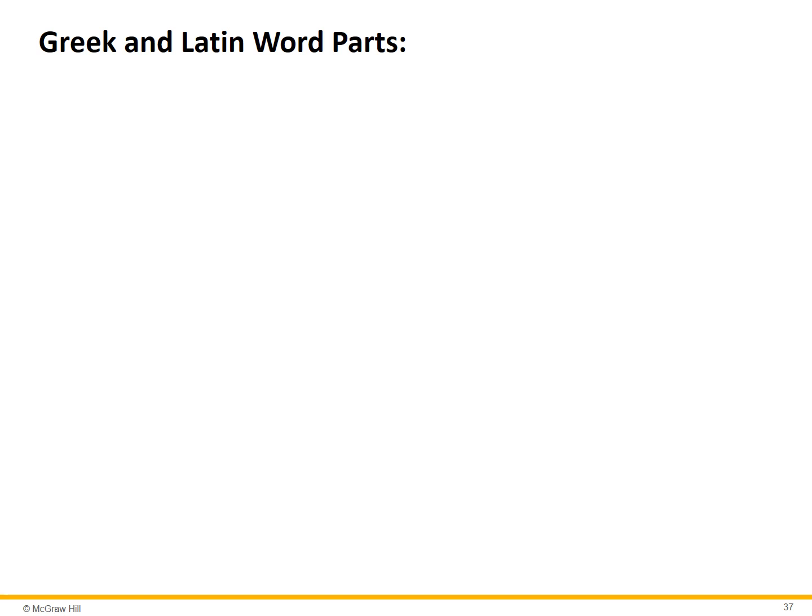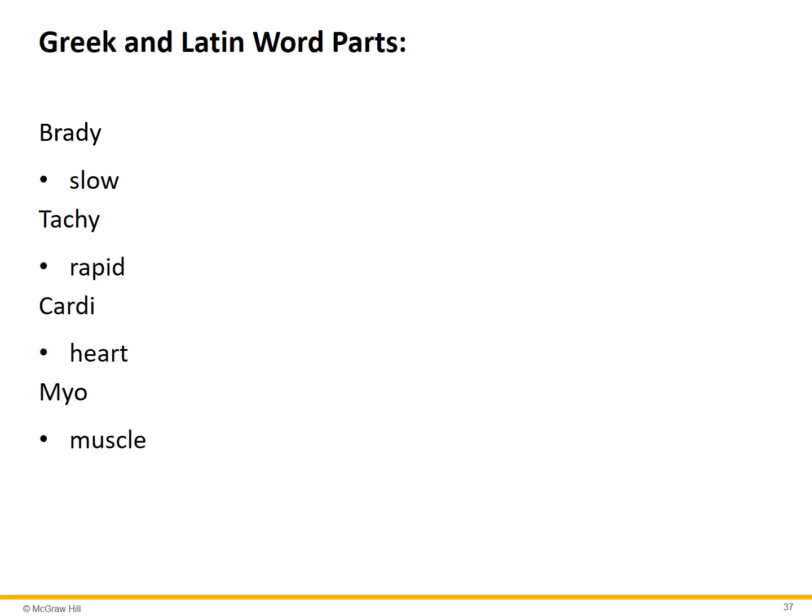Great. So our Greek and Latin words: brady, which means slow; tachy, which means fast or rapid; cardi, and you can pause this if it's going too fast, heart; myo, muscle.